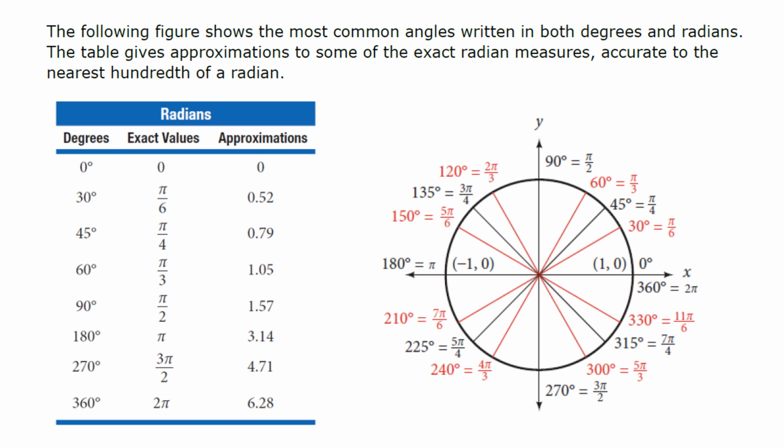So the following figures show the most common angles written in both degrees and radians. The table gives approximations to some of the exact radian measures, accurate to the nearest hundredth of a radian. Okay, so 0 degrees is equivalent to 0 radians, which is approximately 0. 30 degrees is equivalent to pi over 6 radians, which is approximately 0.52. 45 degrees is equivalent to pi over 4 radians, which is approximately 0.79, and so on and so forth. Our unit circle here to the right showcases all of the angles and its reference angles, and they are written in degrees and in radians.